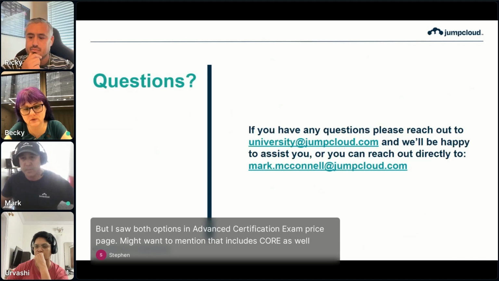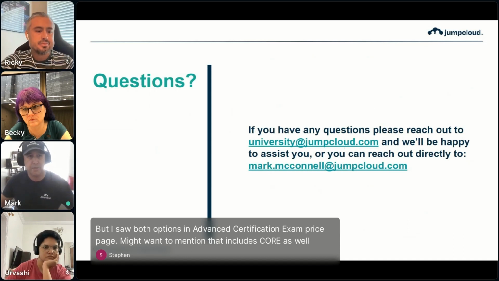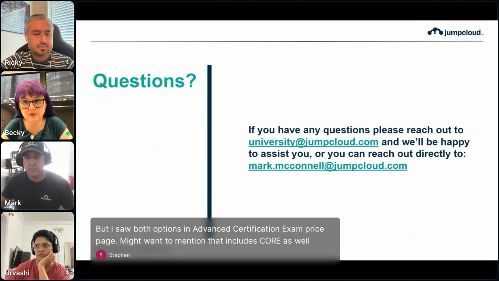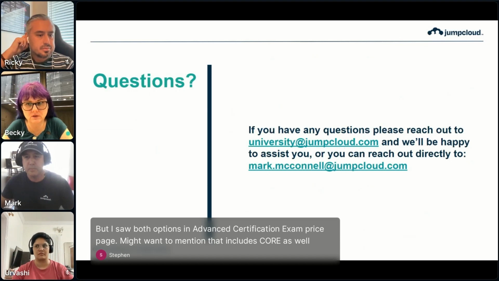Stephen says he saw both options on the advanced certification exam price page. Might want to mention that includes core as well. It does. The certification page should actually have the core and advanced certifications with the respective fees for each. We may have to take a quick look at that, because it's more than one person who has seen that, and it sounds like it might be a little confusing.